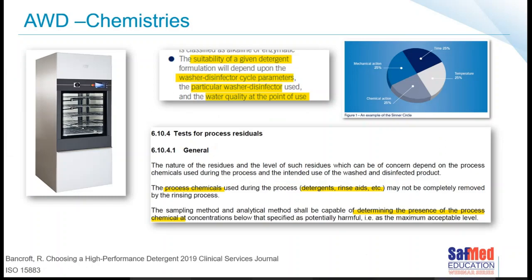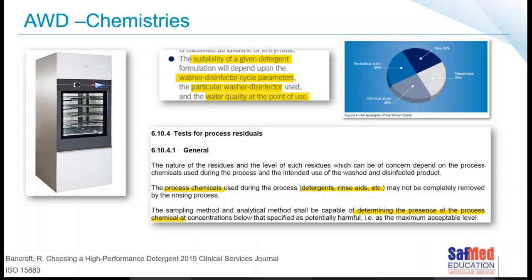Now, when you first start using an automated washer disinfector, the supplier or the manufacturer is going to suggest or supply or recommend that this washer disinfector performs best with a particular chemistry. And they do that for a very important reason, and that's because the detergent and the cycle parameters and the washer itself are set up all together, and they are validated.